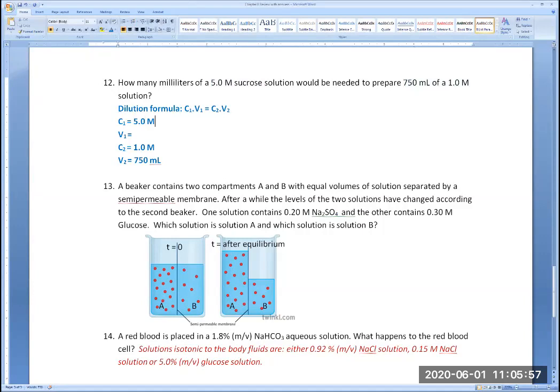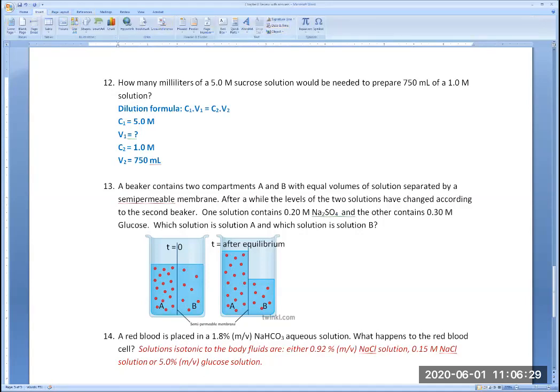So the 5 molar is the concentration of the solution you start with, and how many milliliters? So it looks like we are looking for V1. How much of the stock solution or the concentrated solution should we take, and then add water to it up to the 750 milliliters mark. And so we are looking for V1. So you want to change your dilution formula such that V1 is by itself.